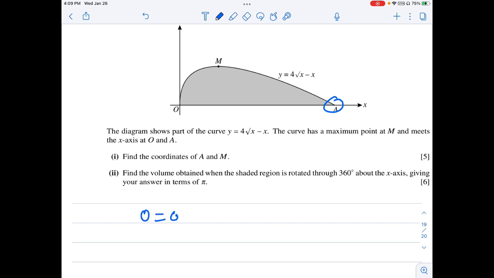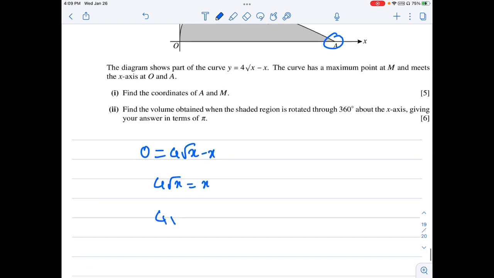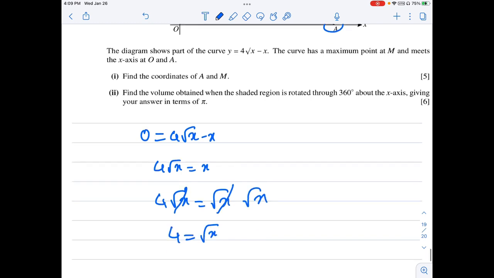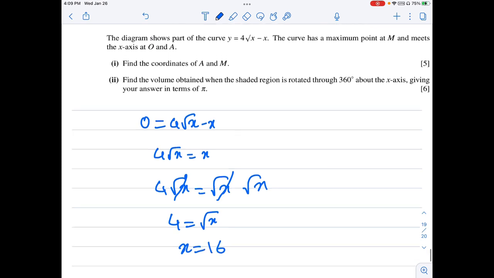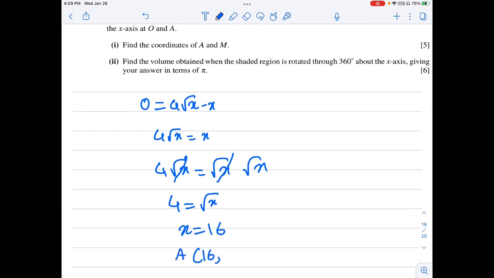So 0 equal to 4 root x minus x. So 4 root x is equal to x. 4 root x is equal to x, which can be written as root x times root x. Root x gets cancelled. 4 is equal to root x. Squaring on both sides, x is equal to 16. So the point A is 16, 0.